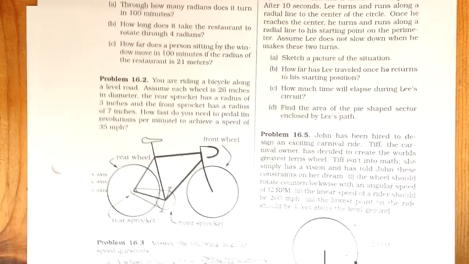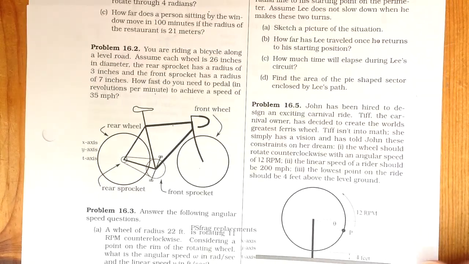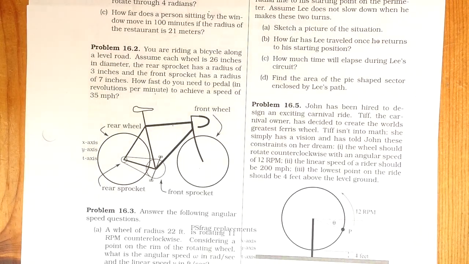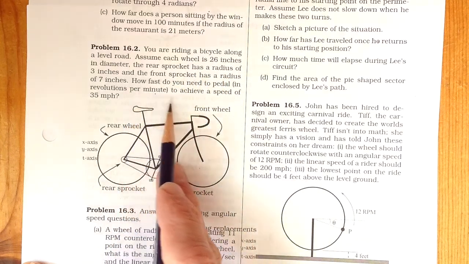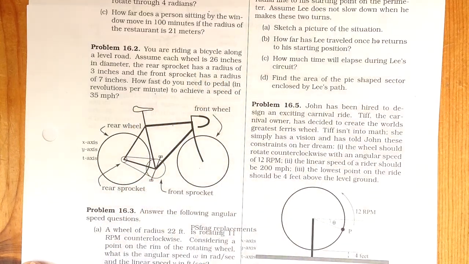Let's look at problem number 16.2. 16.2 is this bicycle. So you want to go 35 miles per hour, which is pretty darn fast on a bike. And then everything they give us is in inches and minutes, and so we know we're going to have to do lots of conversions first off.